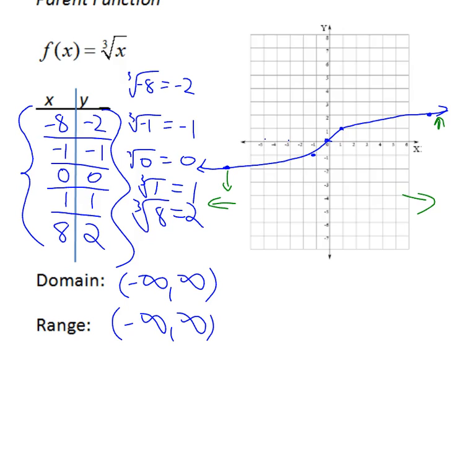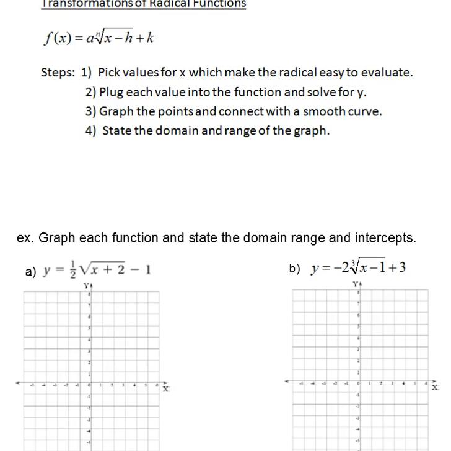Now, what if I wanted to do some transformations or changes to that parent function? We're going to use our old friend HAK, h, a, and k, and these are our transformations. If I have y equals a times the nth root of x minus h, plus k, won't h shift the graph to the right h units or to the left h units? Won't a stretch or compress it vertically?